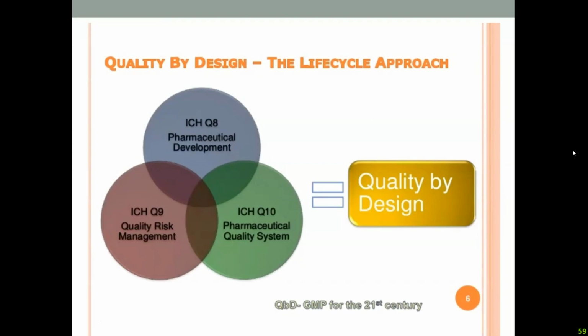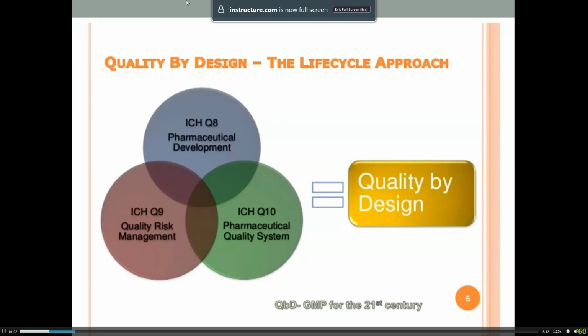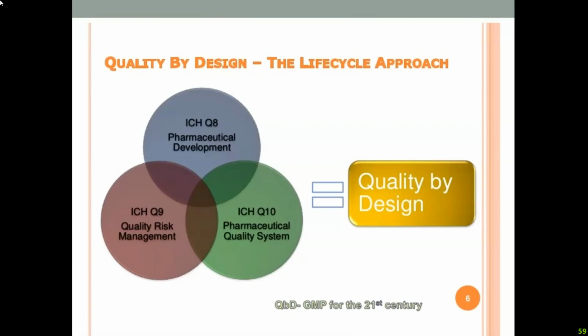At around that time, they issued 3 ICH guidelines. ICH Q8, which is pharmaceutical development, ICH Q9, which is quality risk management, and ICH Q10, which is pharmaceutical quality system. Those 3 guidelines taken together and operated together equals quality by design, and that is what the FDA were referring to when they talked about GMPs for the 21st century.